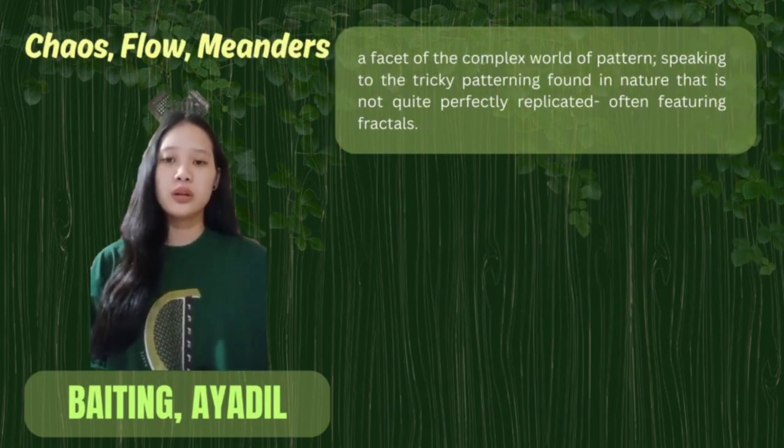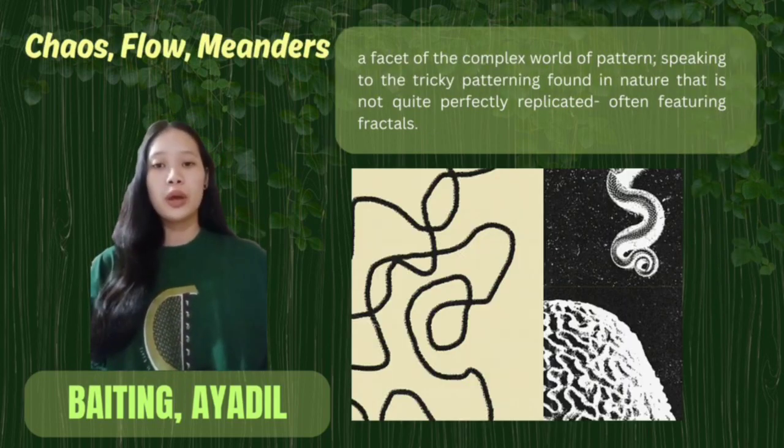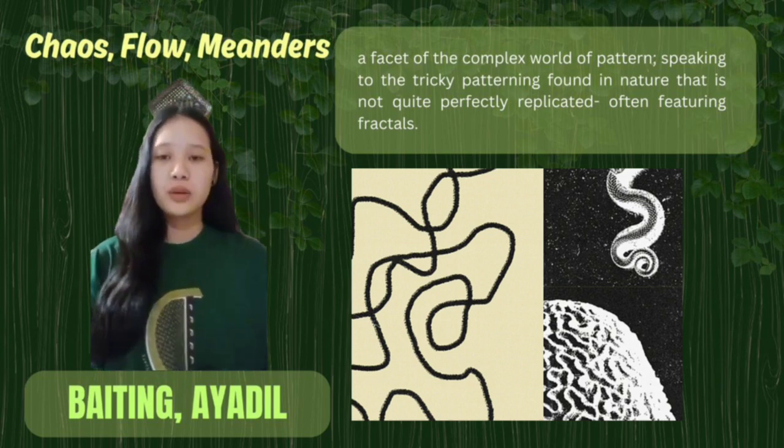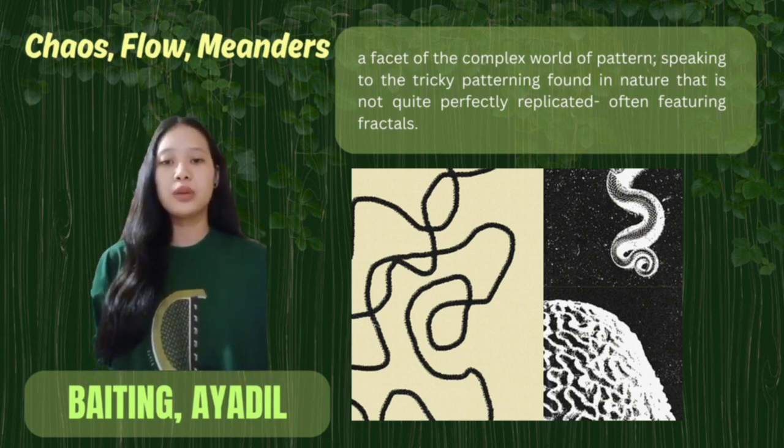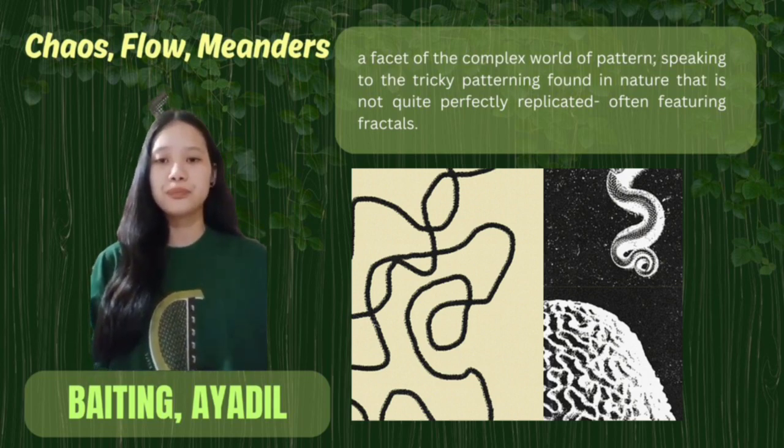The next one is chaos, flow, and meanders. Chaos refers to small changes that lead to big and unpredictable results. Chaotic behavior can be observed in weather patterns, financial markets, and population dynamics.